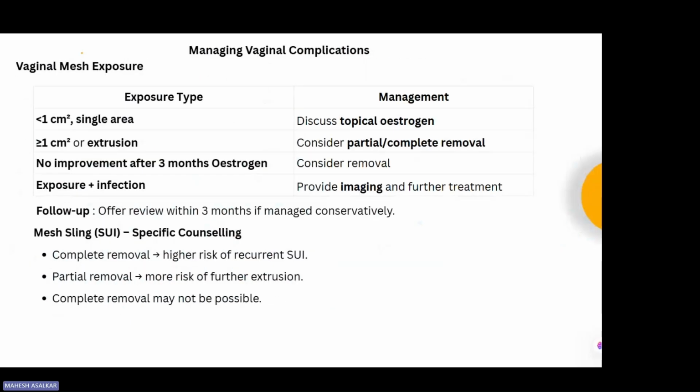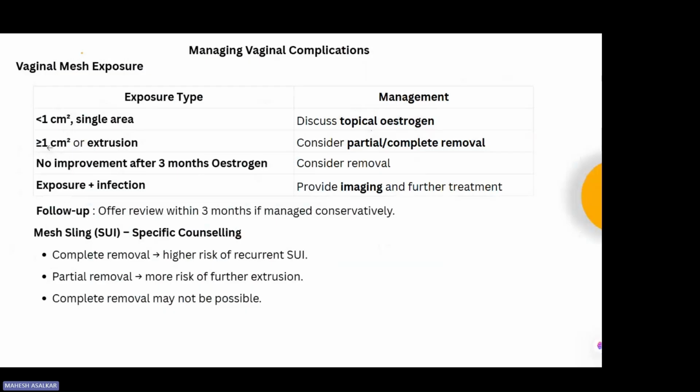Okay. Now, as I said, there can be a question about vaginal mesh exposure. When you are given a scenario with a history of mesh surgery and the patient presents with certain complaints, look for the area of mesh exposure. If it is less than 1 centimeter and a single area, discuss topical estrogen. So the treatment of choice will be topical estrogen.